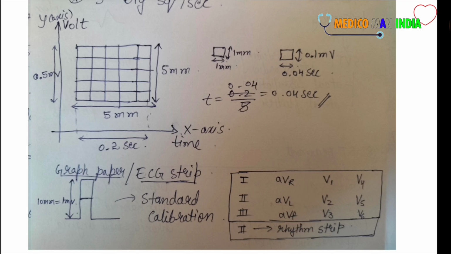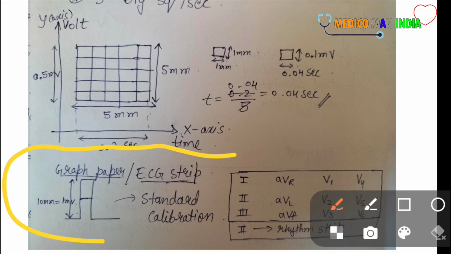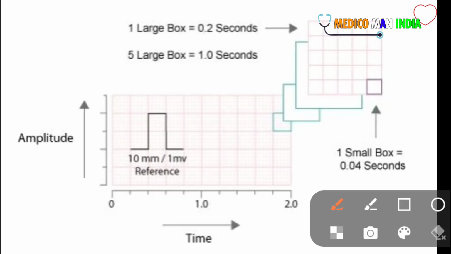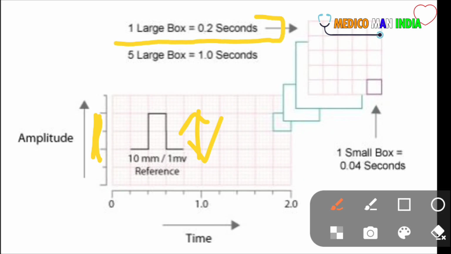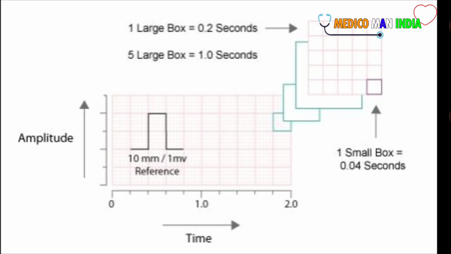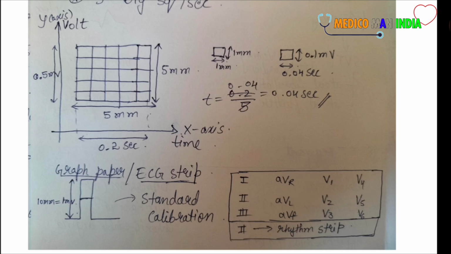I hope you understood. What you are seeing downside is known as standardization of the ECG. See, here you can see the height of this is 1 centimeter, that is 10 mm. It indicates 1 millivolt. If it is not 1 millivolt, the ECG will be wrong. One large box crosses in 0.2 second, thus 5 large boxes pass in 1 second, and one small box crosses in 0.04 seconds. It is some basic maths you should understand.